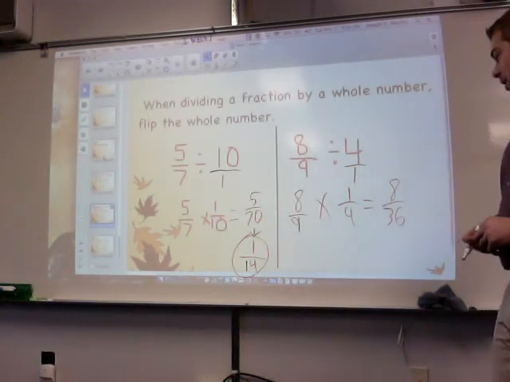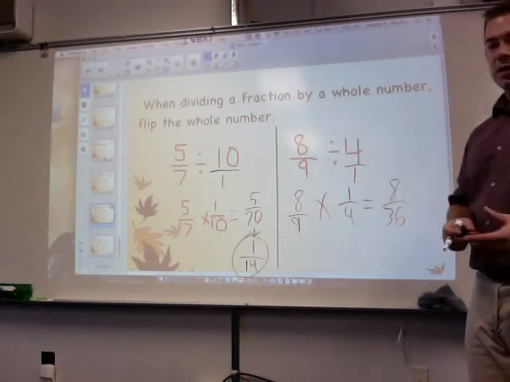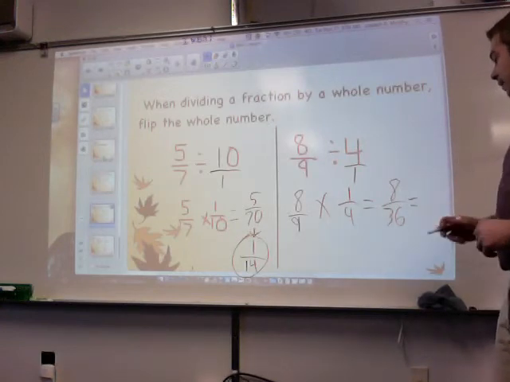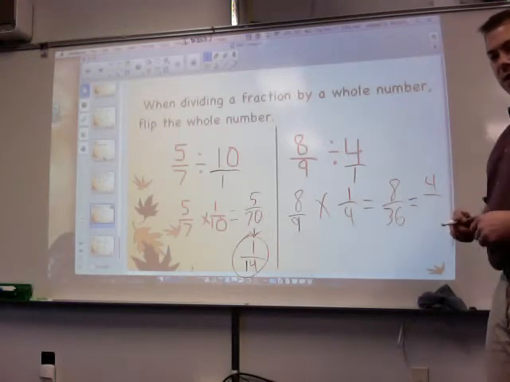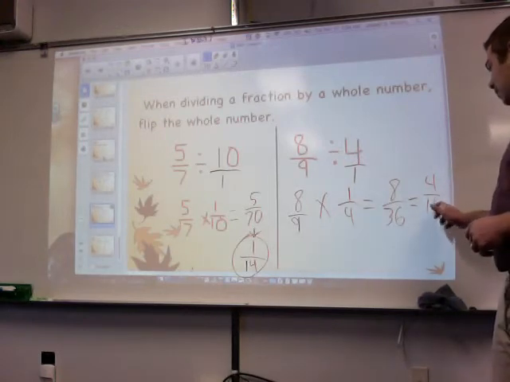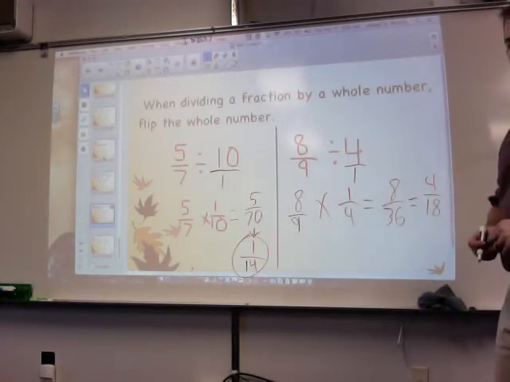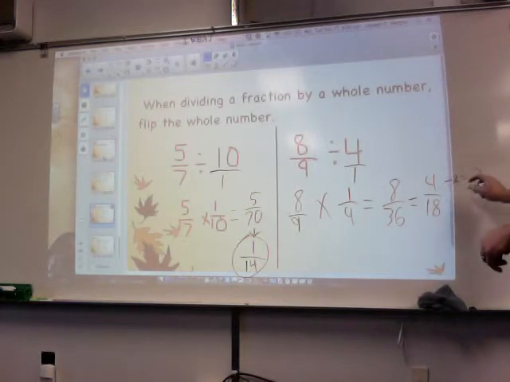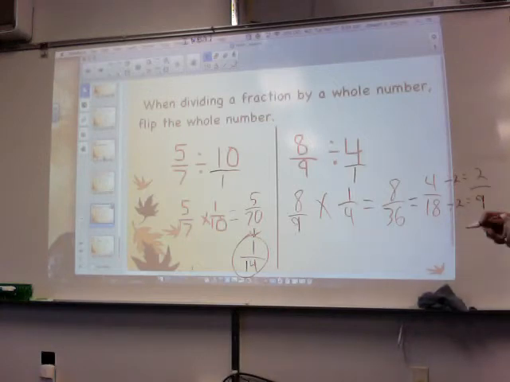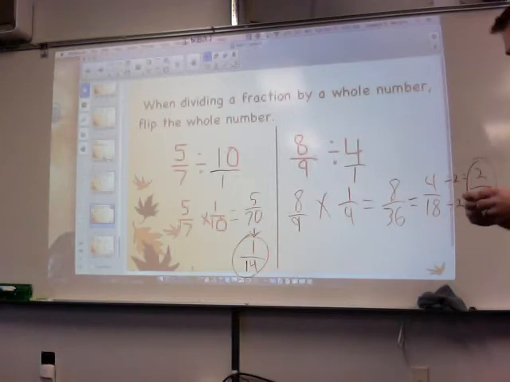That's not my final answer because those both have common factors. Let's say we don't know what the greatest common factor is, and you just want to do 2, okay? 8 divided by 2 equals 4, and 36 divided by 2 equals 18. As I can see, they both have common factors again of 2, so I'm going to divide 4 divided by 2 equals 2, and 18 divided by 2 equals 9. So I'm left with 2 over 9, and those don't have any common factors, so that is my final answer.